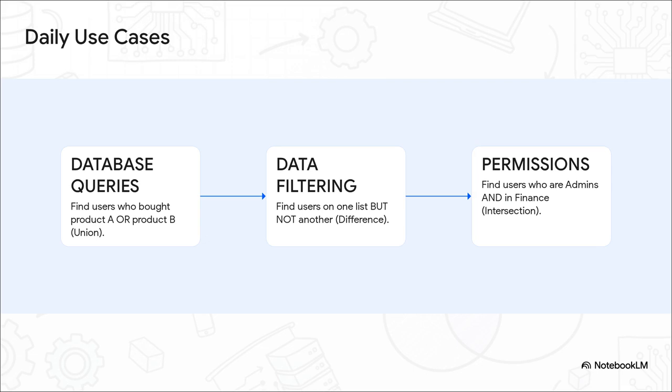When you write a database query to find all the users who bought product A or product B, well, that's a union. When you're trying to filter a marketing list to find users who are on your newsletter but not your free trial list, that's a set difference. And what about managing permissions to find a user who is an admin and in the finance department? Yep, classic intersection. This is your fundamental toolkit for working with data.